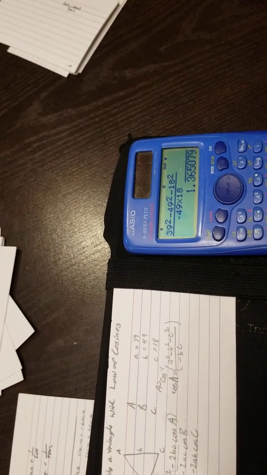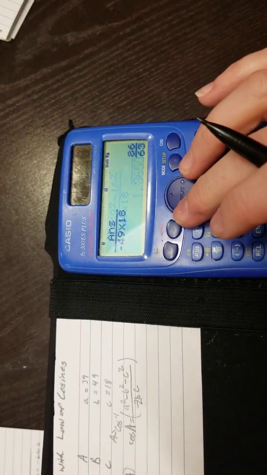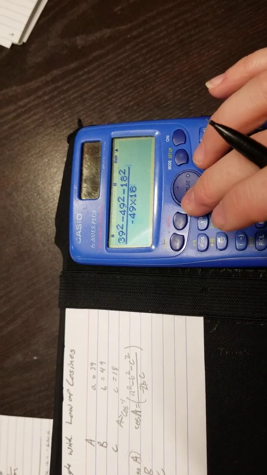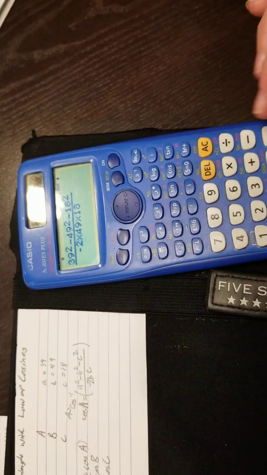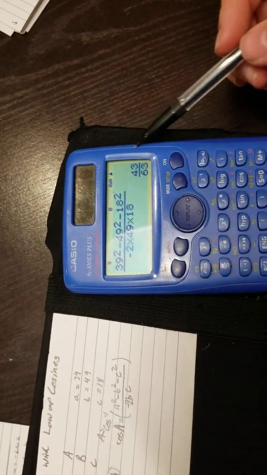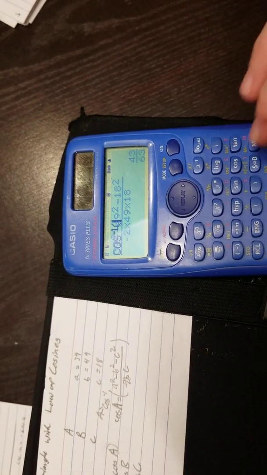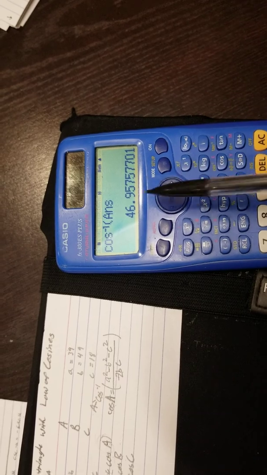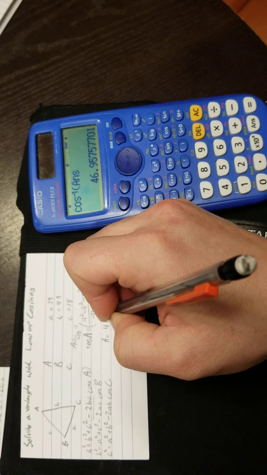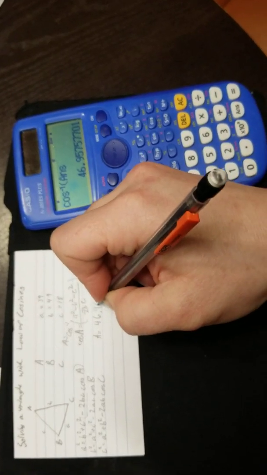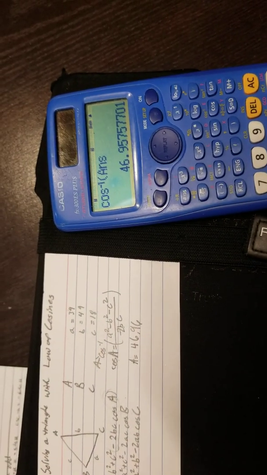Oh, I forgot my negative 2. So here, it should be 2 times. There, that is what I needed: 43 over 63. So shift cosine inverse of my answer. So A equals 46.96. Now, I have to do the same thing with B.